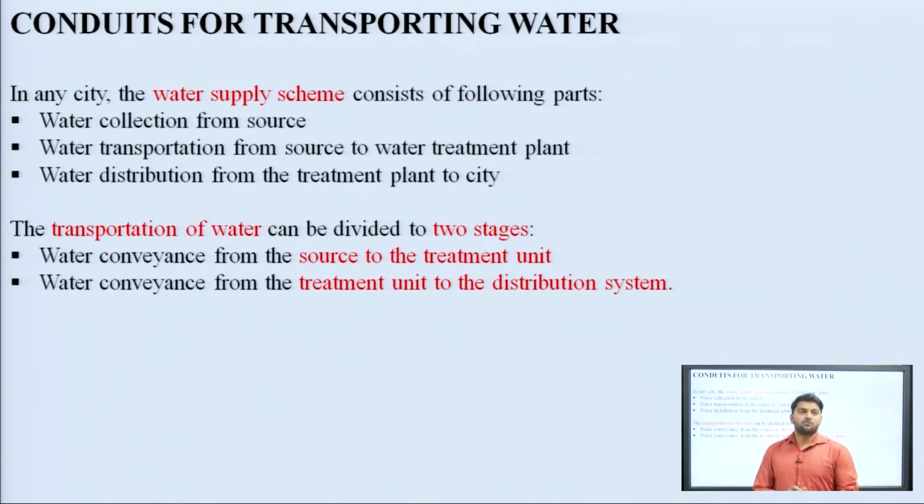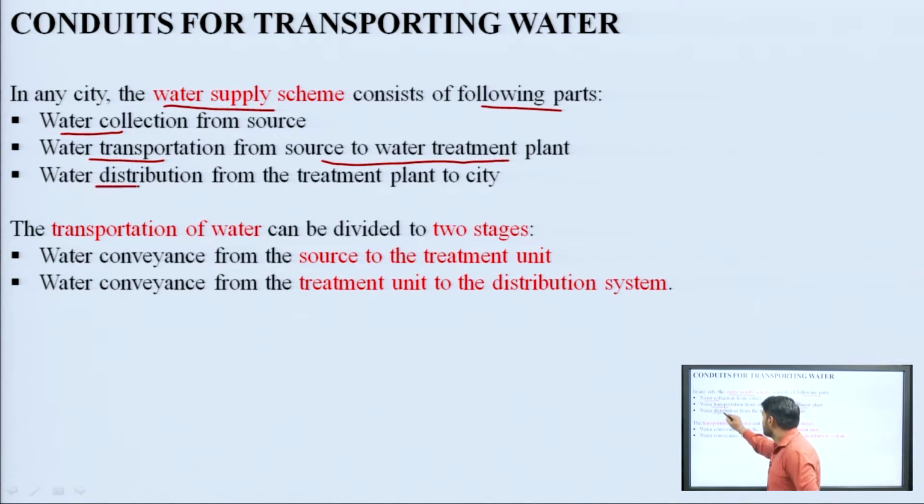Basically conduits are nothing but pipes. In a city, a water supply scheme consists of the following parts: water collection from the source, water transportation from source to water treatment plant, and water distribution from treatment plant to city.